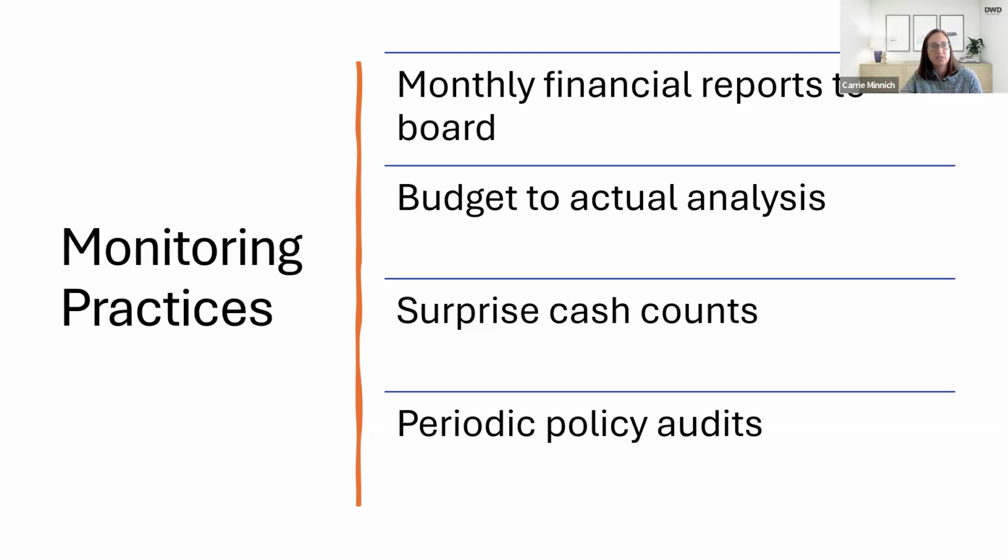Surprise cash counts related to cash, and then periodic policy audits. That goes with your written policies and procedures: going through those every so often, making sure that they're still relevant and whether they need to be updated. Do they need to be changed for any new programs that we're doing, or if we added a new site or a new program, and that type of thing.